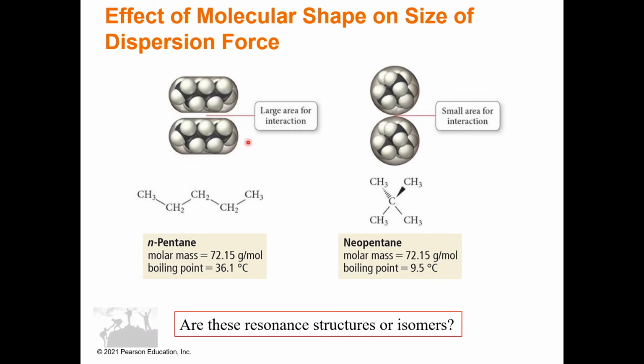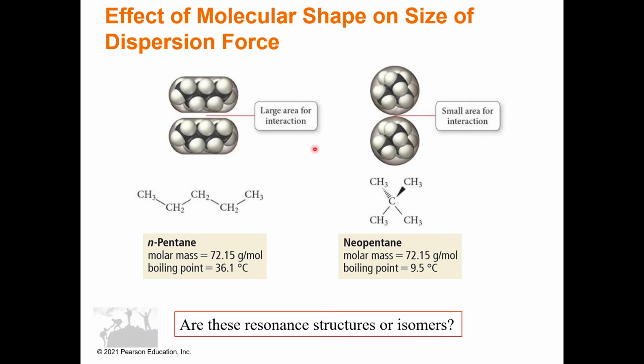Now, why is that? Take a look at 2 molecules of the straight chain pentane. Here you could see that there are an infinite number of contact points. So there's a large area of interaction. There's a large area for attraction.